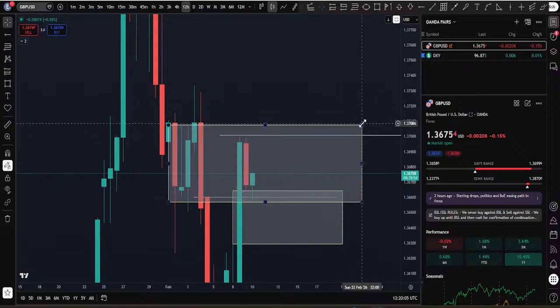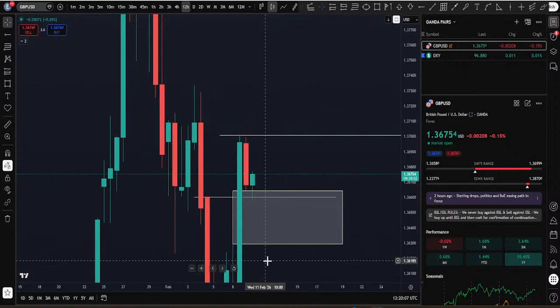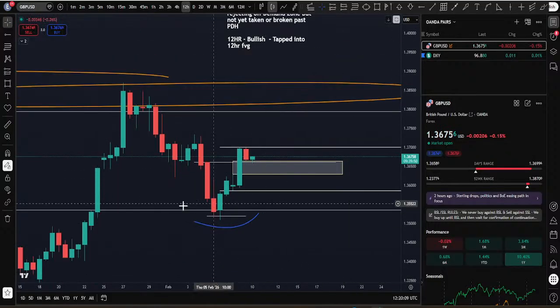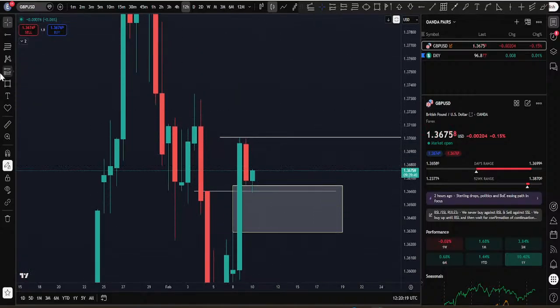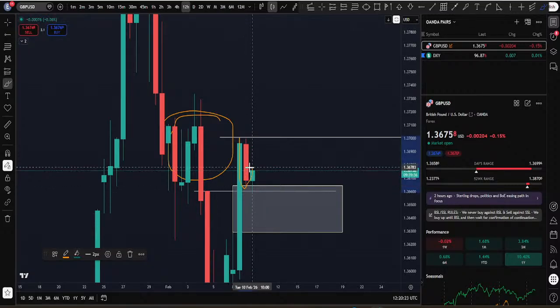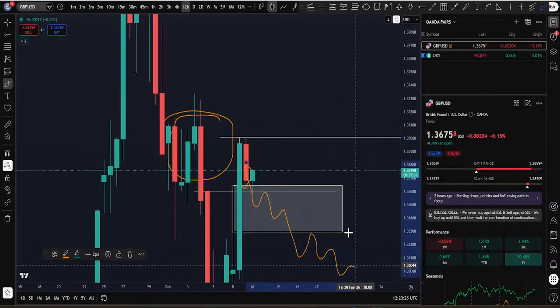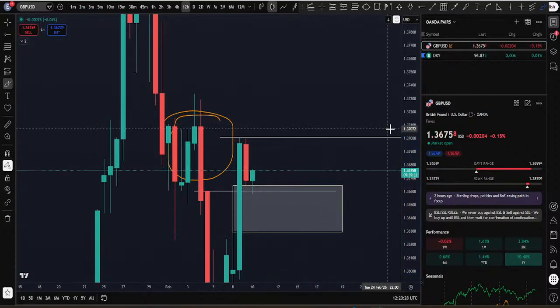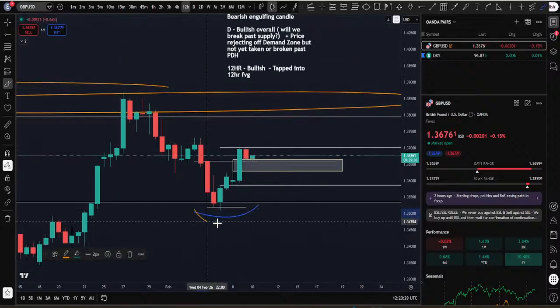So although we are in supply, I'm going to remove the supply box because price is telling me that we're still swinging. I like the idea that price is still going higher. Okay. So the 12-hour FVG tapped into that FVG gives me confidence that although we came into this supply zone, price tapped it, but hasn't been able to break. And since it hasn't been able to break, I'm going to maintain the current flow of the market.